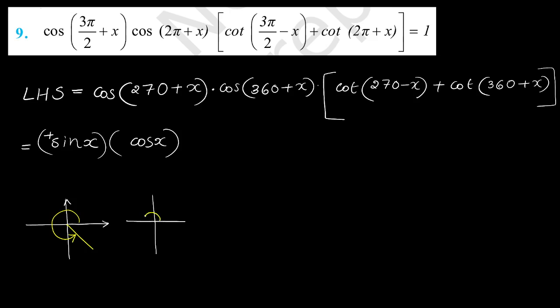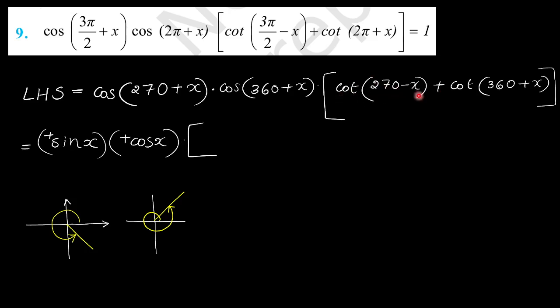You don't know? 360 plus x lies in the first quadrant. Yes, because 360 degrees means one revolution. Plus x becomes first quadrant. So cos of first quadrant will be a positive number. In the first quadrant, all trigonometric ratios are positive. So it is positive, so plus cos. You must write all these steps.